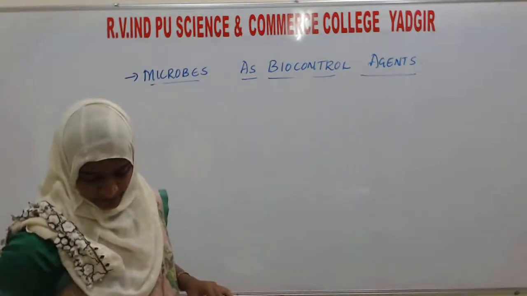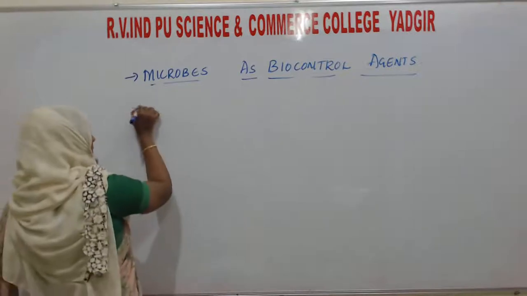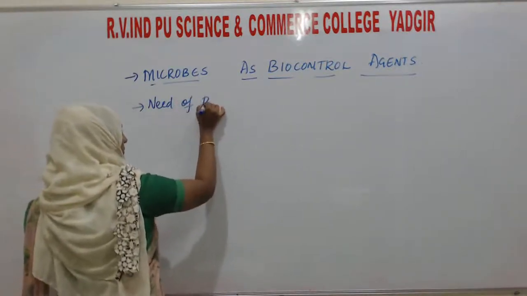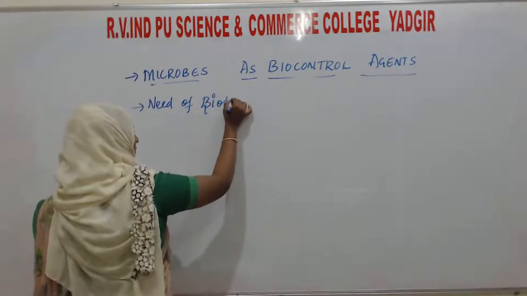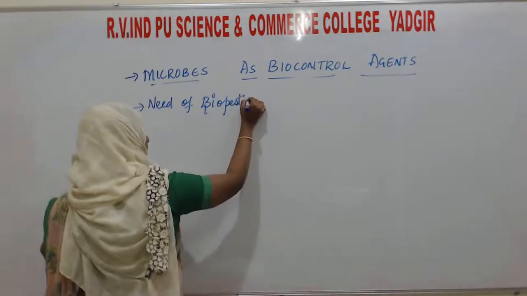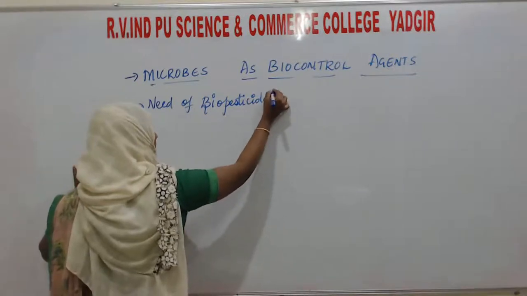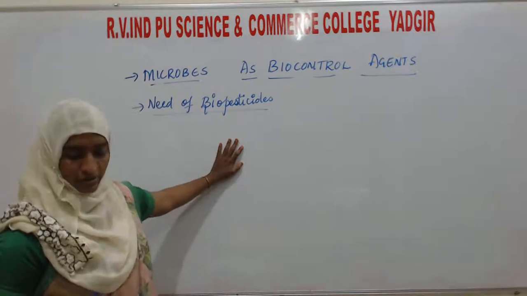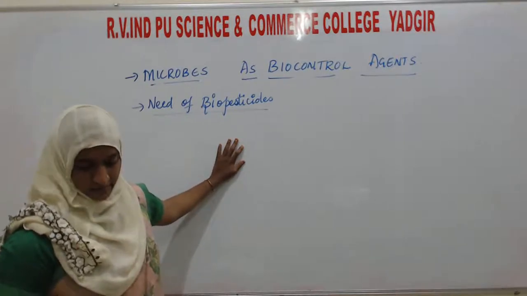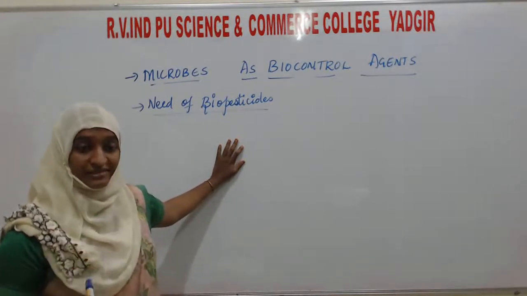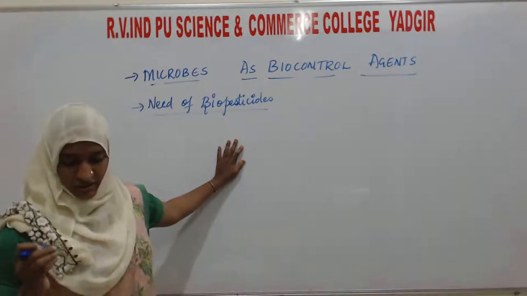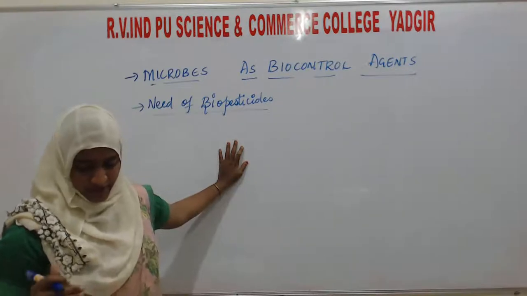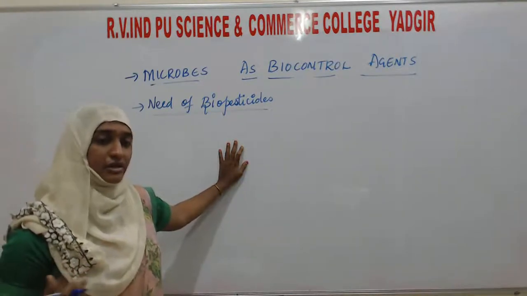Next, need of biopesticide. You have already come to know the meaning of biopesticide. It means a biological method to control the pest. Presently, pest control is generally done by the use of chemical pesticides, what I had explained to you. And the trend is increasing year after year.